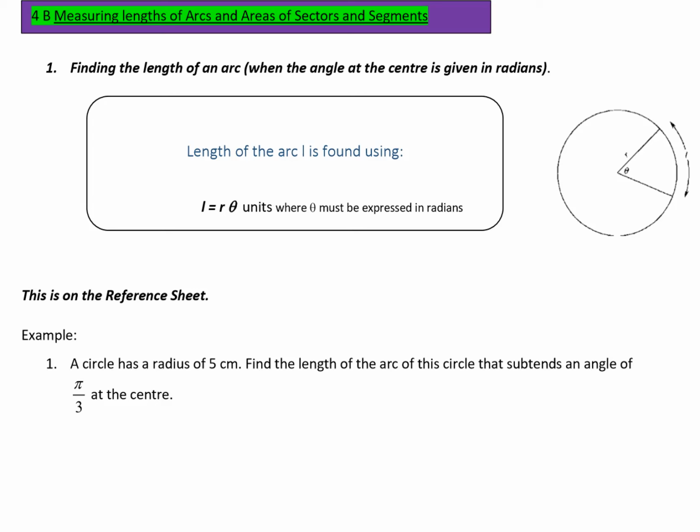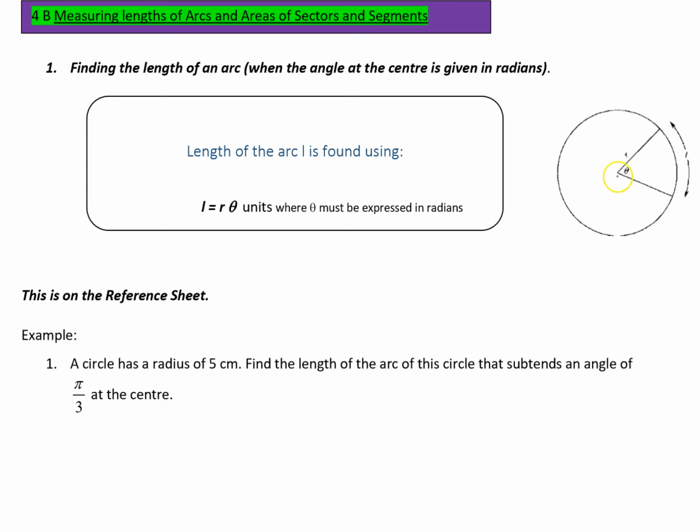In exercise 4B, we're going to see those nice new formulas for calculating aspects of a circle, including the length of an arc, the area of a sector, and the area of a segment. However, these formulas can only be used when there is an angle at the centre of the circle, and all of these require an angle at the centre.